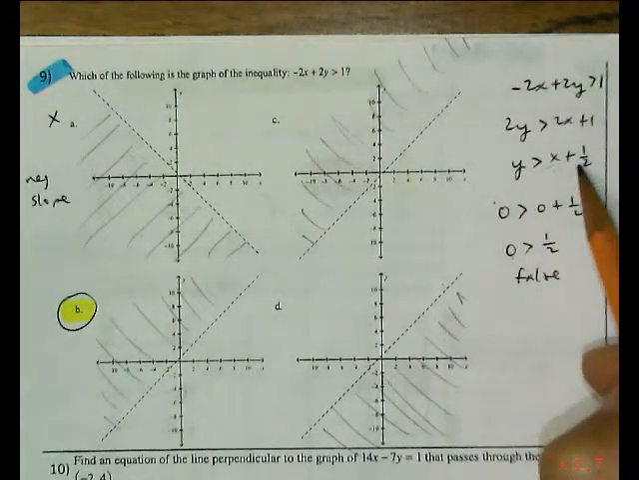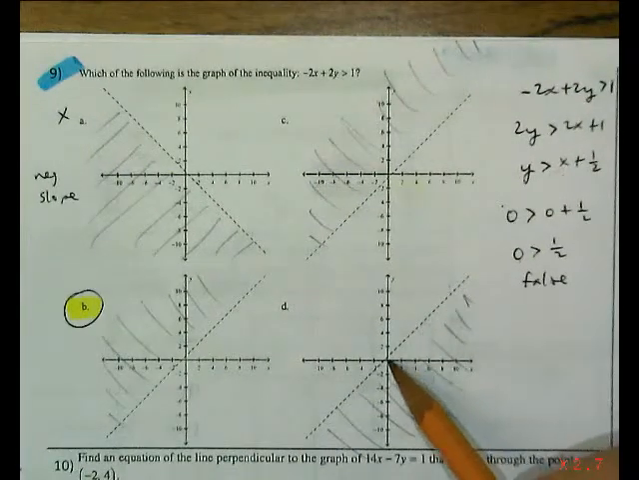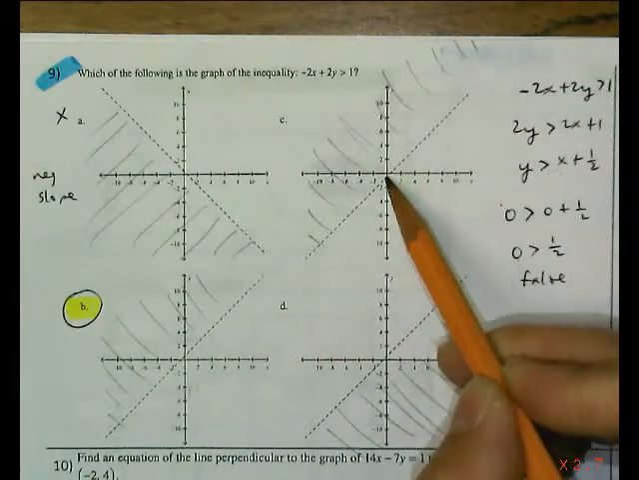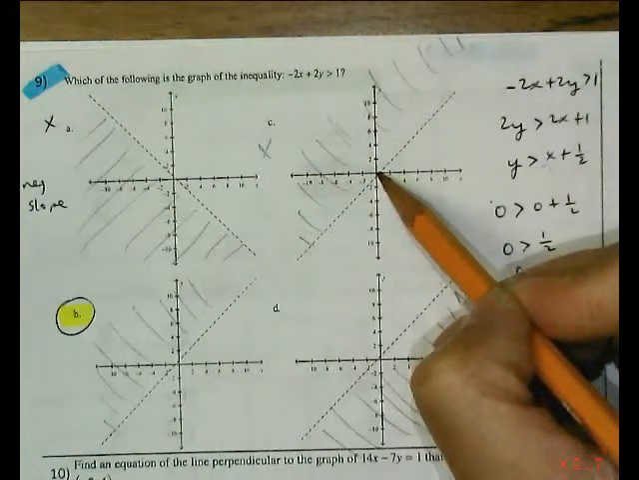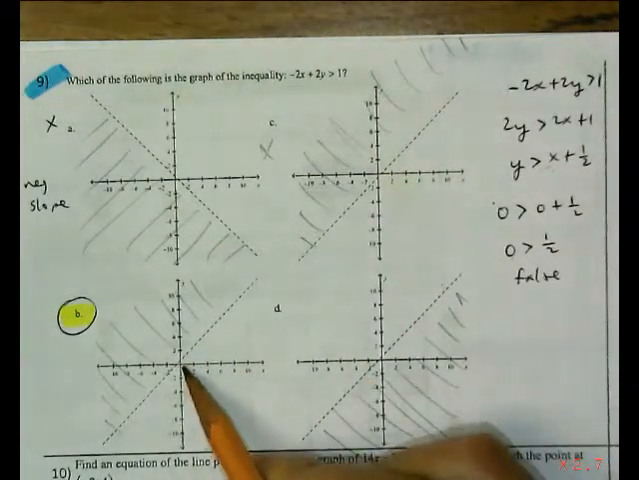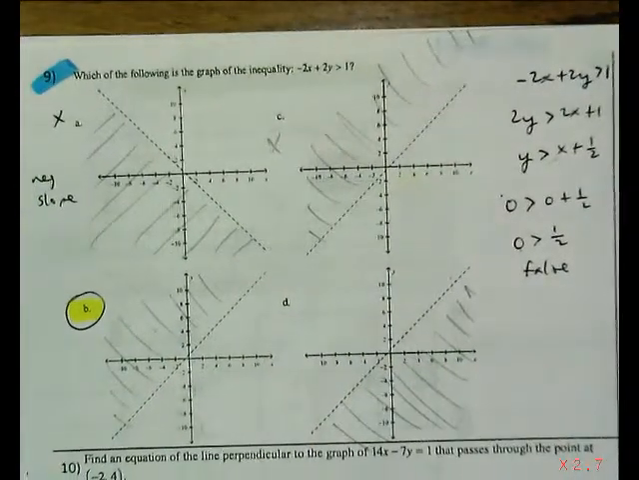Now also notice here in my graph I have 1/2, so it should just be a smidge above. So I would eliminate C because you don't have a y-intercept of 1/2. These two do. And then 0, 0 is false, so you should be graphing on this side. B is your correct answer.